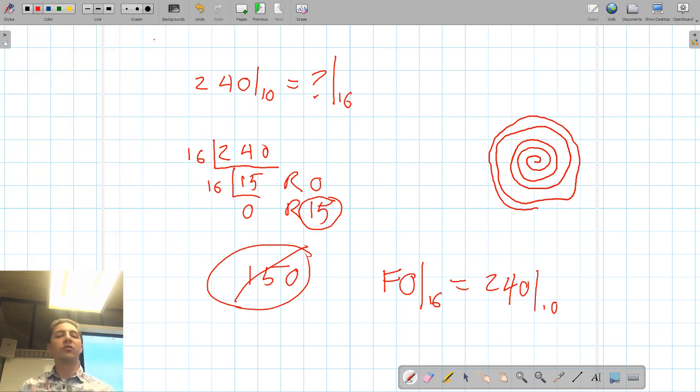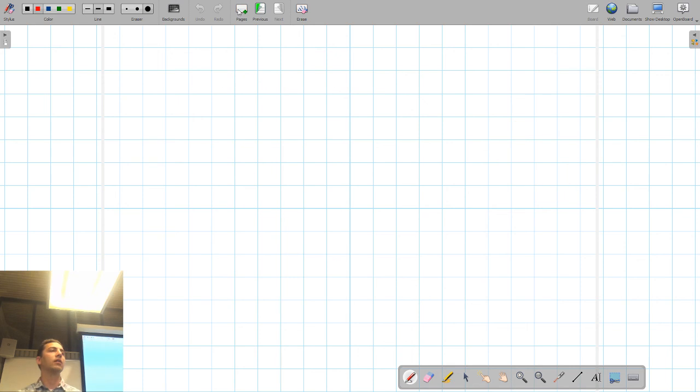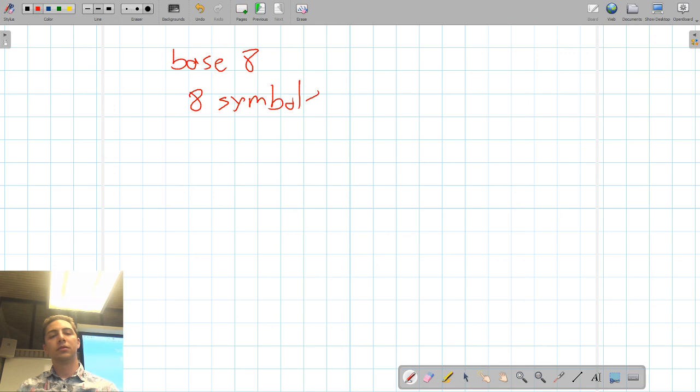With the remaining time, I'm just going to go over that there does exist one more base that is common. We could have any base. We could have base 2, base 3, base 5. Okay? Base 8 is another common one. It's kind of a middle ground between base 2 and base 16. Base 8 has 8 symbols. They go 0, 1, 2, 3, 4, 5, 6, 7.